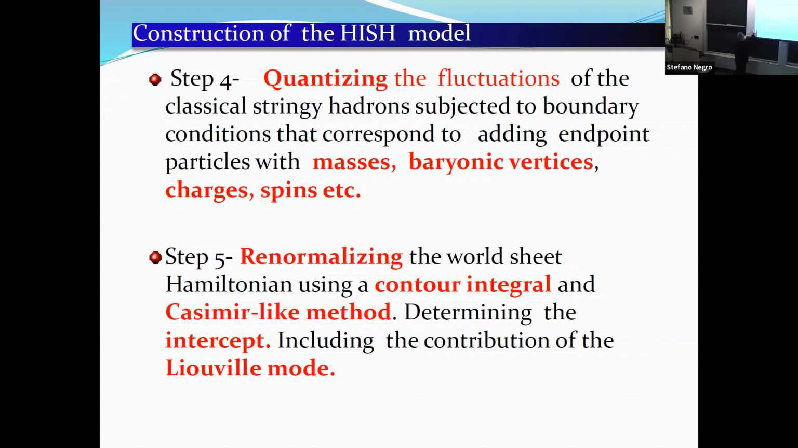Now, the quantization involves also the renormalization of the worldsheet Hamiltonian that we do automatically by doing the zeta function renormalization, we should say. But this cannot work now, and we will have to develop new tools, new methods to renormalize the string. And apparently, the idea will be to use something which is very similar to what one does when one quantizes or discusses the Casimir effects.